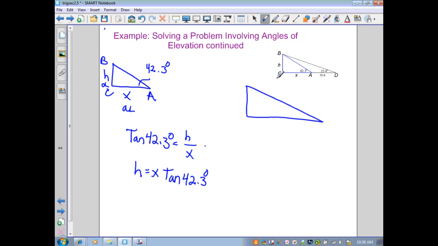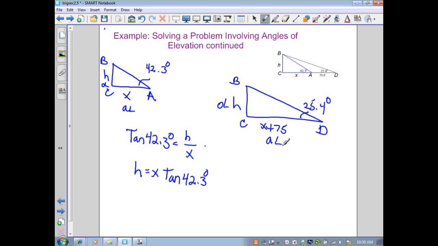Here, BCD. Again, BC is still H, but here CD is the entire segment including A, so this is X plus 75. And my acute angle here is 25.4 degrees. Again, using trig ratios, I want to identify the parts of my triangle based on this acute angle. H is going to be my opposite leg, and X plus 75 is my adjacent leg.